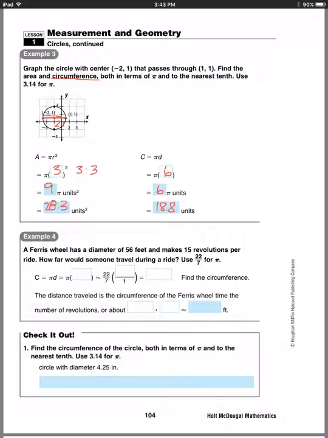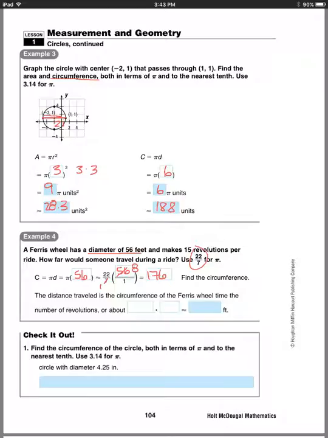A Ferris wheel has a diameter of 56 feet and makes 15 revolutions per ride. How far would someone travel during a ride? Use 22/7 for pi. So, C equals pi d. We know the diameter is 56, so we do 56 times pi, which in this case they want us to use 22/7. So we use 22/7 for pi times 56 over 1. 7 goes into 7 once and into 56 8 times. And when we multiply 22 times 8, we get 176. Okay? So that's the circumference.